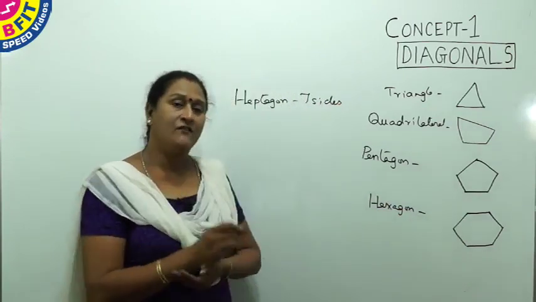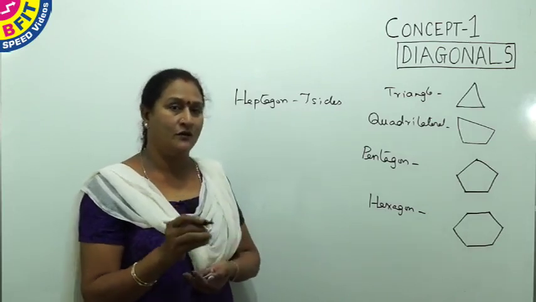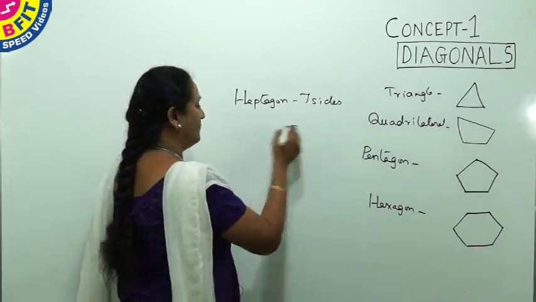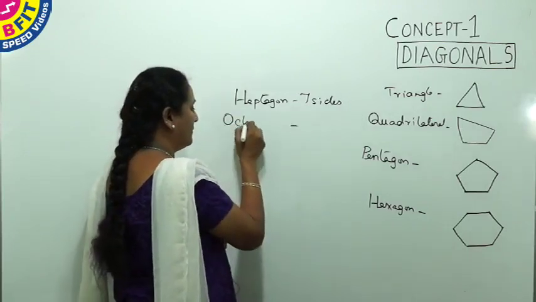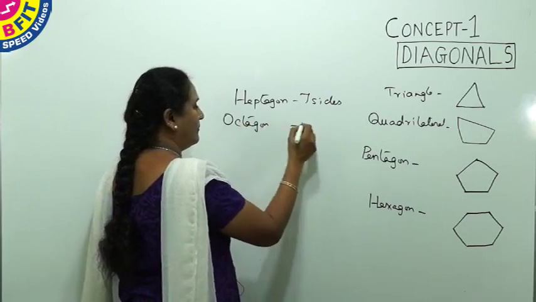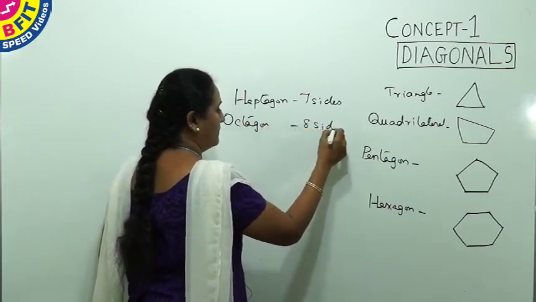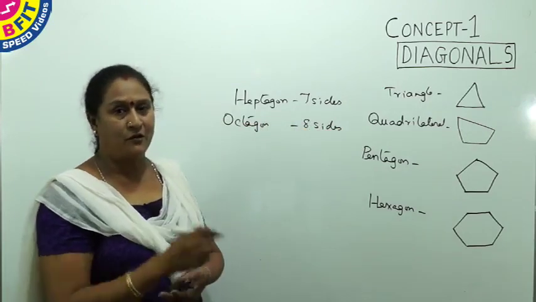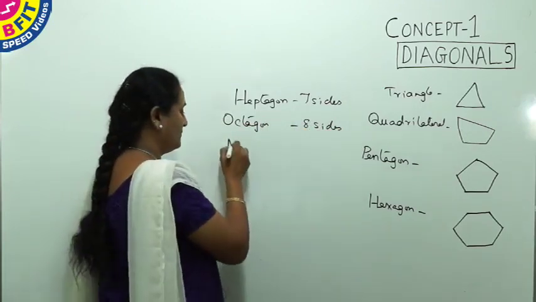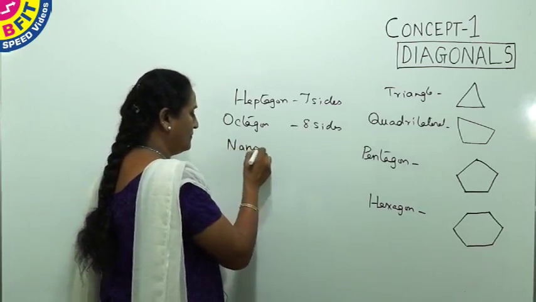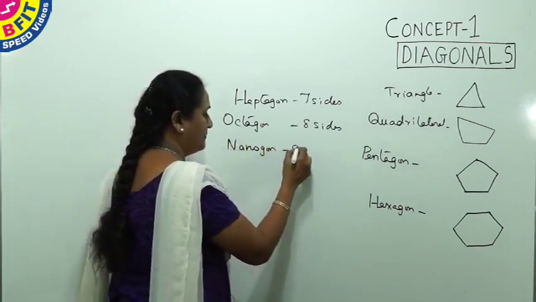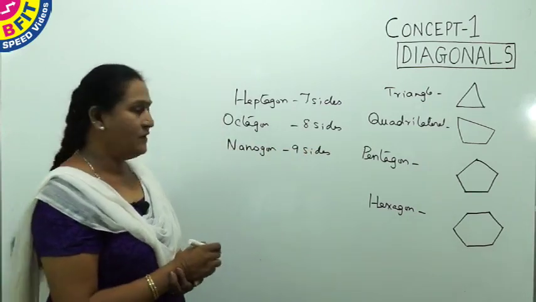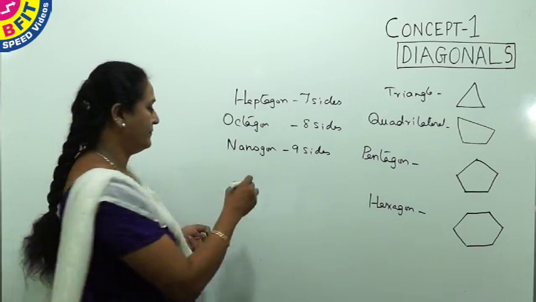And an 8-sided one is called, octa. Octa means 8. An octagon is an 8-sided shape. And a 9-sided shape is called a nonagon. And a decagon is the one which has 10 sides.